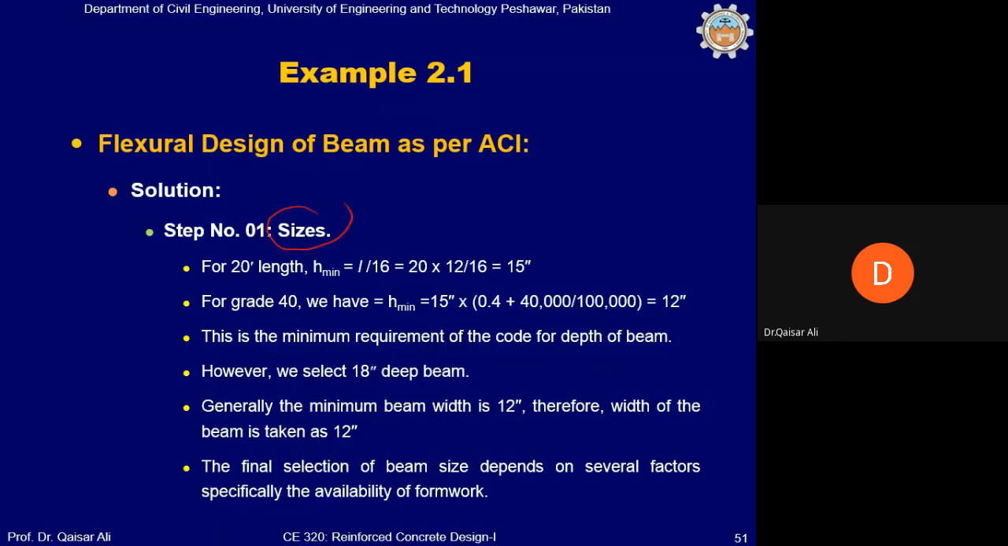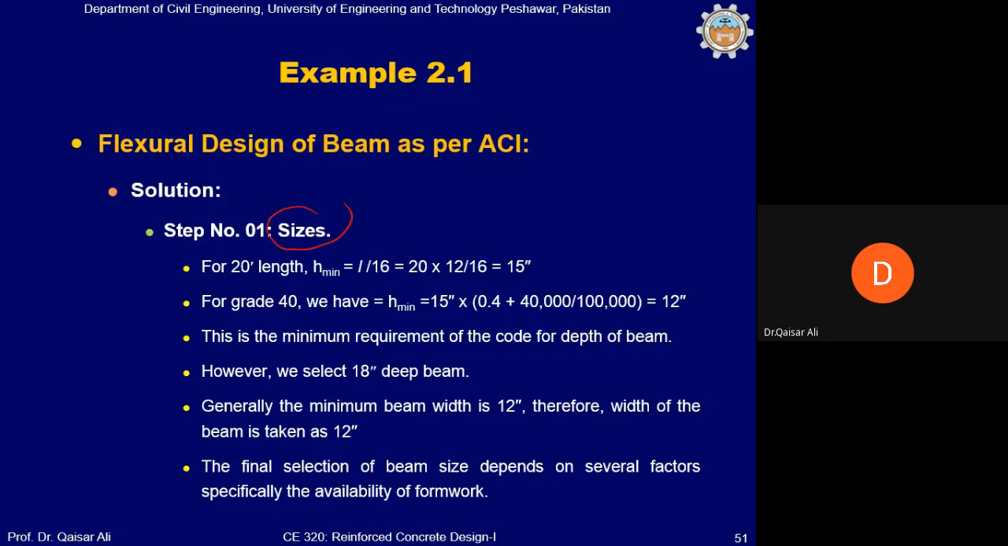So sizes of the beam which we are selecting right now will be partly coming from the ACI code recommendation, but will also partly come from the availability of the sizes. So I will share with you what sizes are actually available in the market these days and what are the problems if you select sizes different than those available in the market.